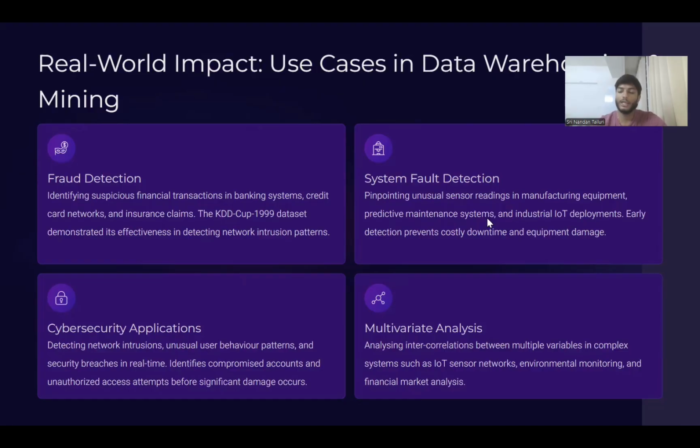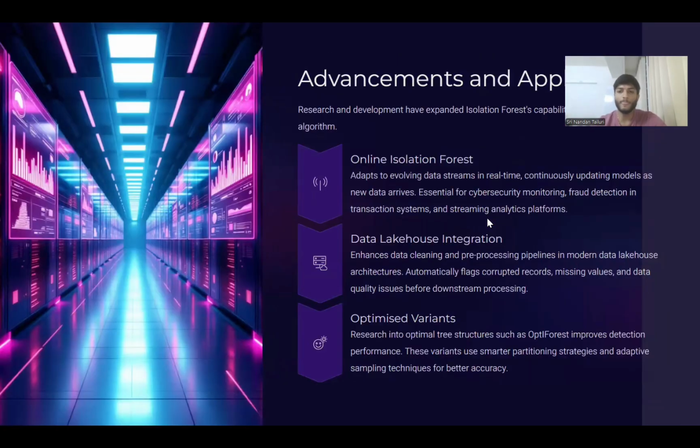Now we'll move to slide 8. Advancements and improvements. Over time, researchers have improved isolation forest in several ways. One important advancement is online isolation forest, which can handle streaming data in real time. This is especially useful in applications like fraud detection and cybersecurity, where decisions must be made instantly.